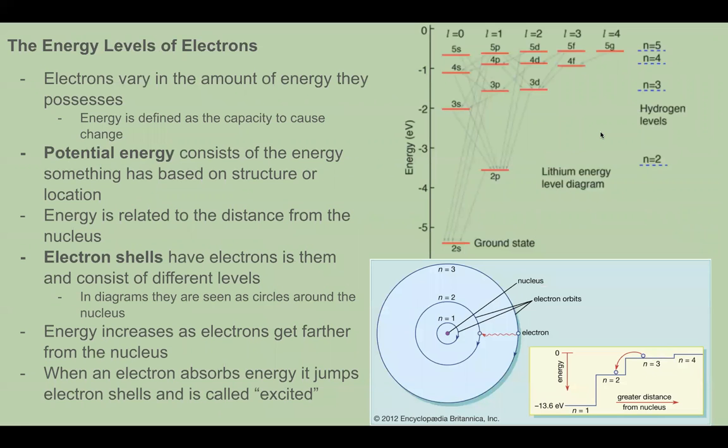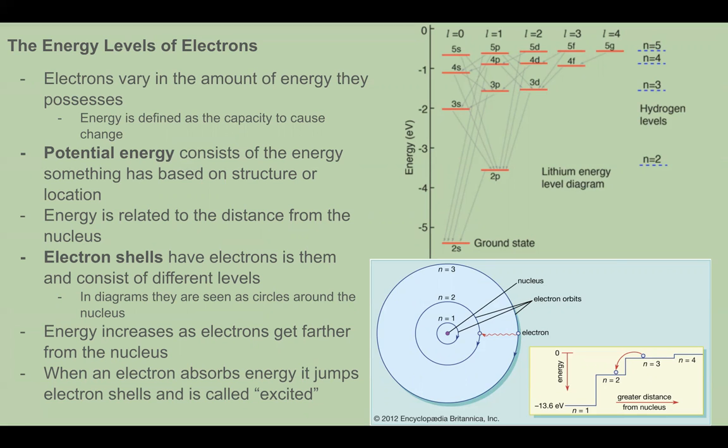Now, the energy levels of electrons. This is where I said we would come back to it. So electrons vary in the amount of energy they possess. And just a brief reminder, energy is defined as the capacity to cause change. Potential energy consists of the energy something has based on structure or location. And the energy of electrons is related to the distance from the nucleus. So these electron shells, which were the electron clouds, quote unquote, that I mentioned before, have electrons in them and consist of different levels.